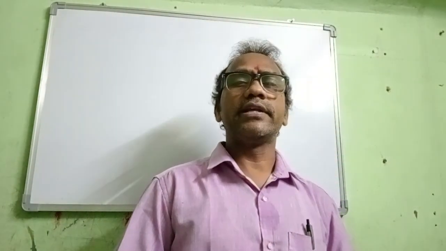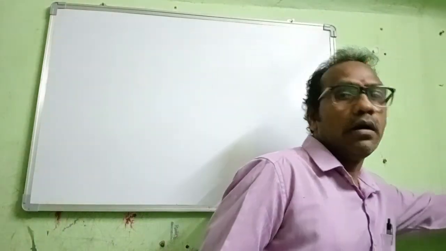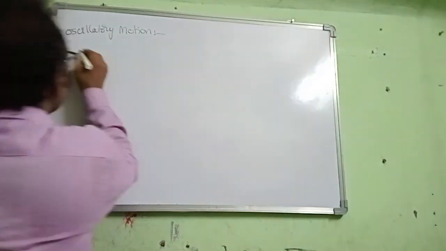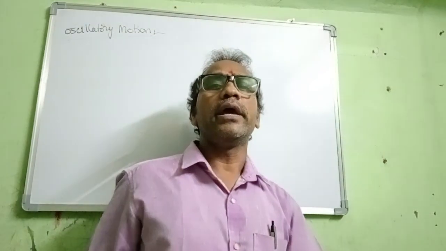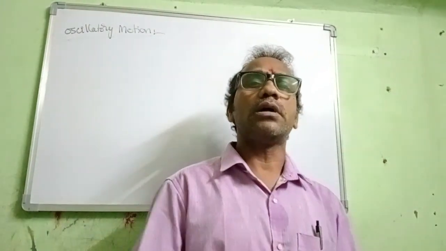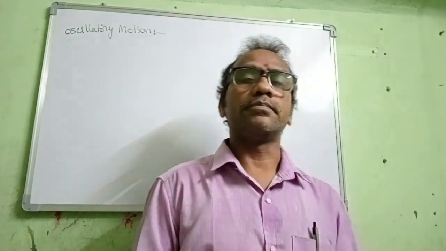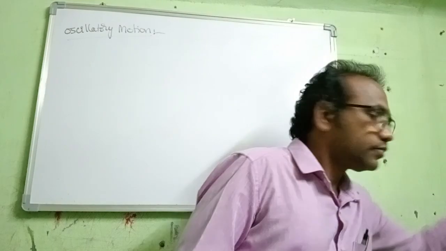In this class, we discuss oscillatory motion. Oscillatory motion definition. First of all, write the definition of oscillatory motion. The to and fro motion of a body about its equilibrium position or mean position is called oscillatory motion.